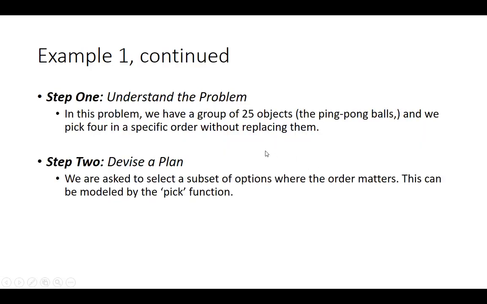So we can go through our 4-step problem-solving process. Step 1, understand the problem. In this problem, we have a group of 25 objects, the ping pong balls, and we pick 4 in a specific order without replacing them. Step 2, devise a plan. We are asked to select a subset of options where the order matters. This can be modeled by the pick function or the permutation.